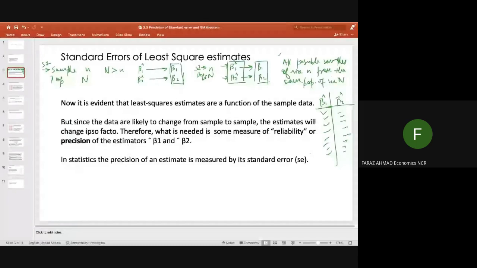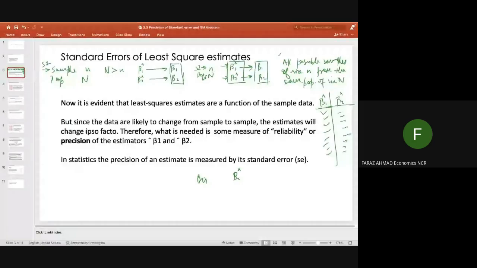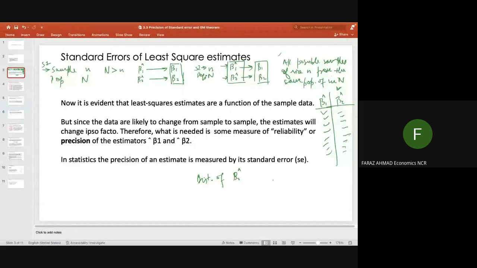This gives us a distribution of sample statistics. Let us take beta 2 hat. The distribution, or probability distribution, of beta 2 hat is given here in this column. Now, we need to connect between the sample statistics, beta 1 hat and beta 2 hat, and the population parameters, beta 1 and beta 2.